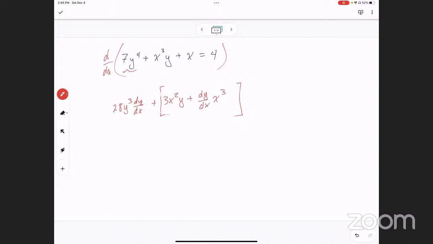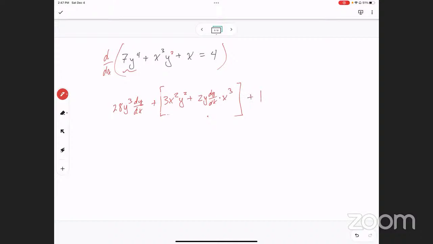So that was actually a little too easy. Can we make it more difficult? Let's pretend the y was squared instead. That would be a little bit more complicated. So if the y was squared, then this one would be y squared, and then this would be 2y dy/dx times x cubed.